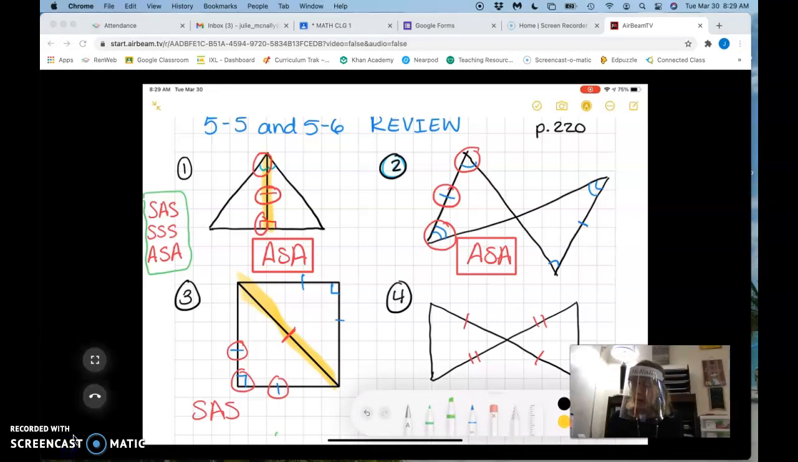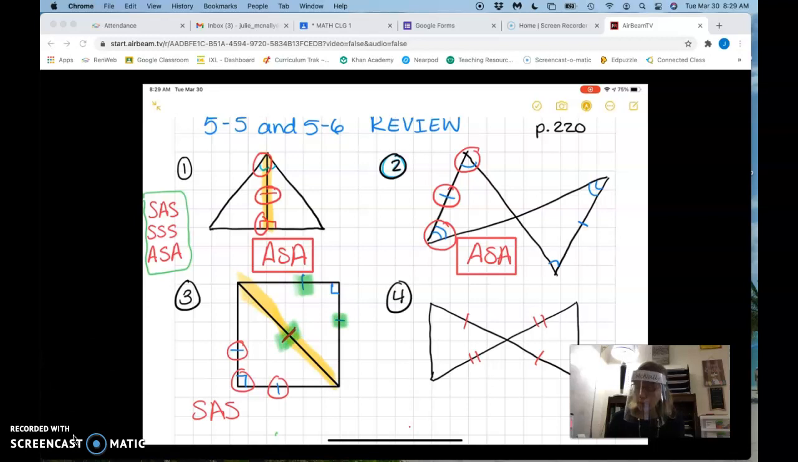Okay, so another way to name these two triangles are congruent is side, side, side. All their sides are the same. So, side, side, side. Either one of those would be acceptable. Both is a bonus.